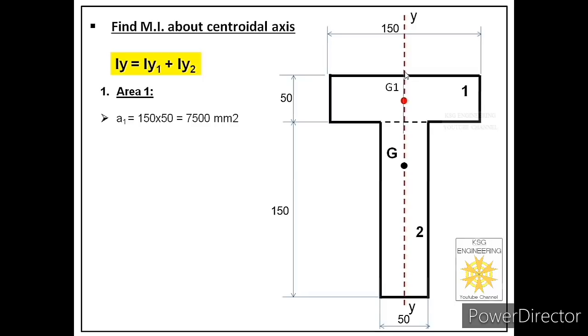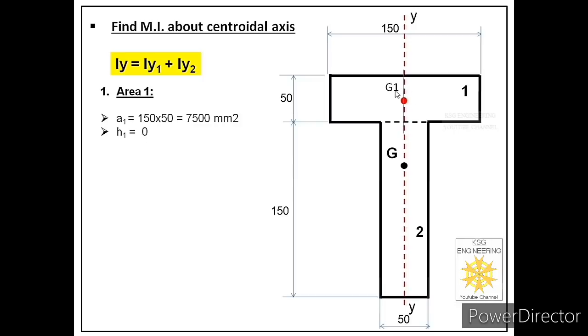So what is the next step? Find the distance between the main axis and the centroidal axis of area 1. But you can see these two are at the same place, in line. It means the distance between these two is 0. So we will get h1 as 0. What is the next step?